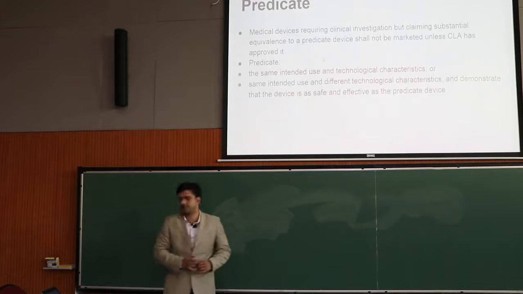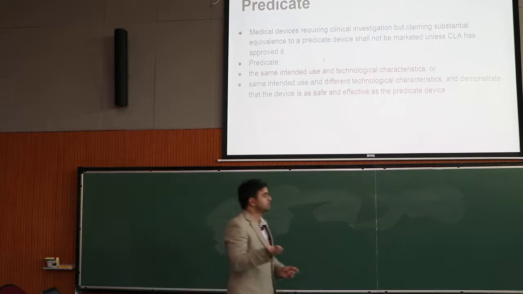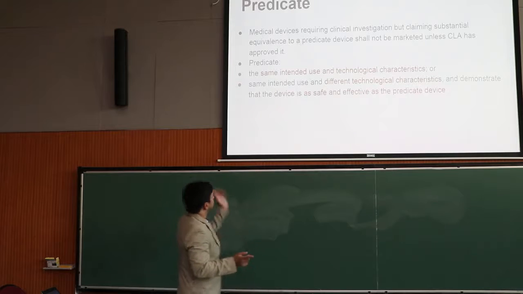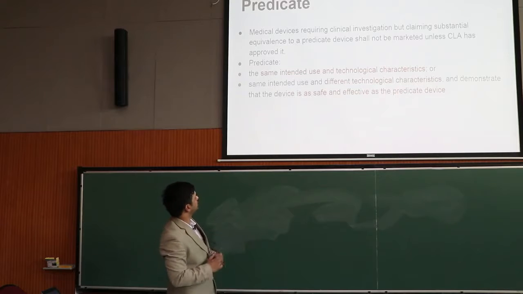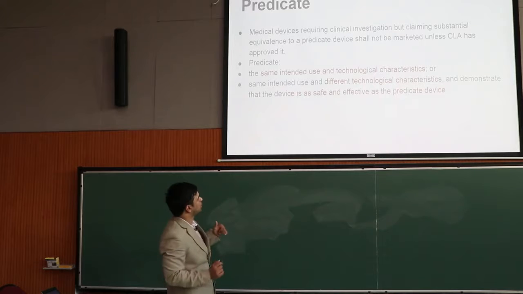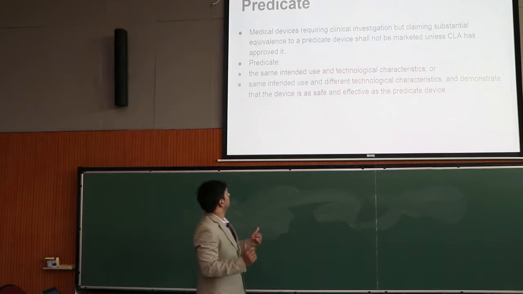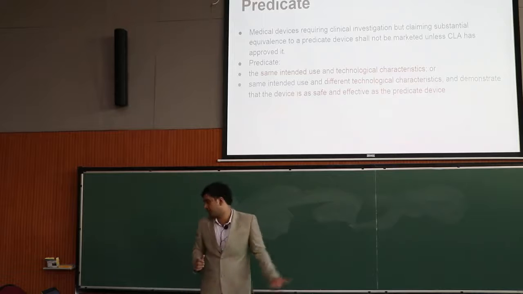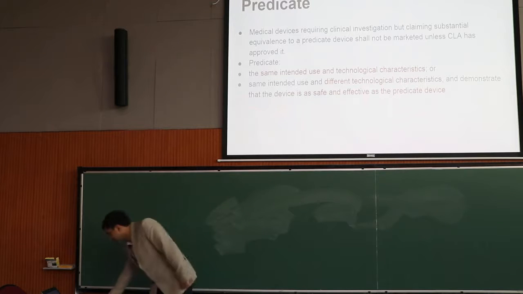So predicate devices: if you find that your device is similar to other devices, you could come under the category of predicate devices, where it would have the same intended use and the same or different technological characteristics, but at the end of the day, it is doing the same thing.